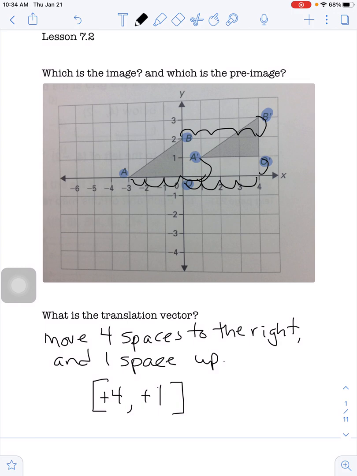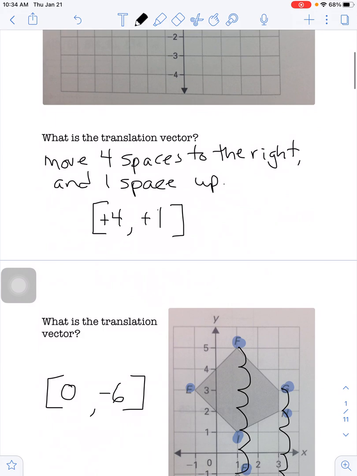And the first number is always left or right. That's the x axis. And we're going to the right 4 spaces, so that's going to be positive 4. And then the second value is the y value, and that's going to tell us where we're going on the y-axis. Positive would be going up, and negative is going down. We're going up 1, so it'd be positive 1.